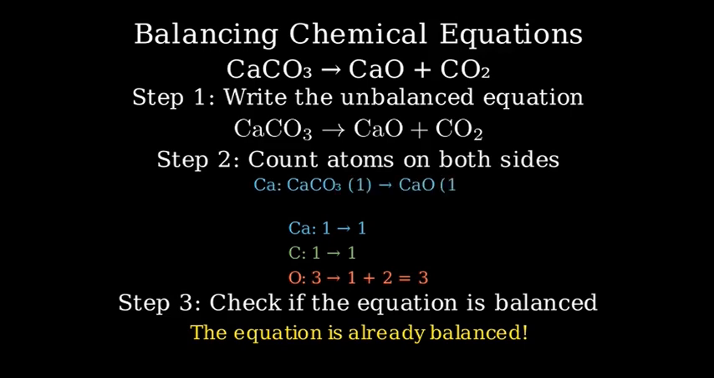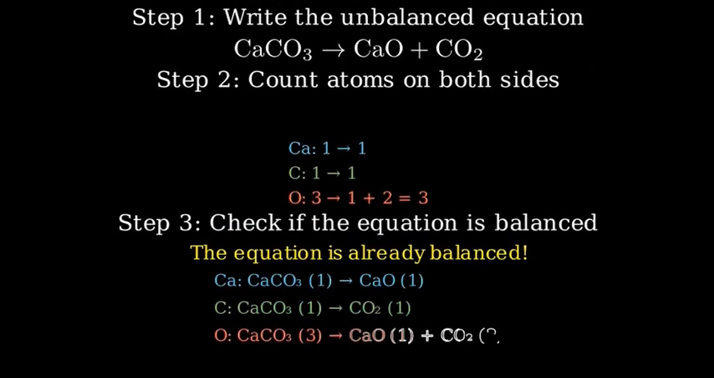For calcium, we have 1 atom in calcium carbonate on the left and 1 atom in calcium oxide on the right. For carbon, we have 1 atom in calcium carbonate on the left and 1 atom in carbon dioxide on the right. For oxygen, we have 3 atoms in calcium carbonate on the left, and on the right, we have 1 atom in calcium oxide and 2 atoms in carbon dioxide, which adds up to 3.